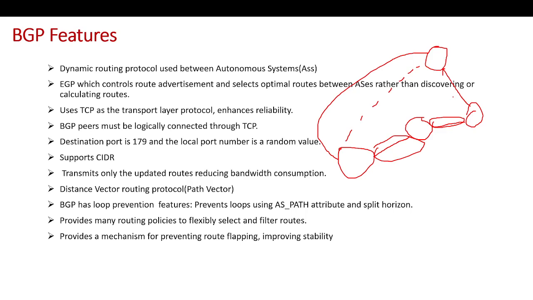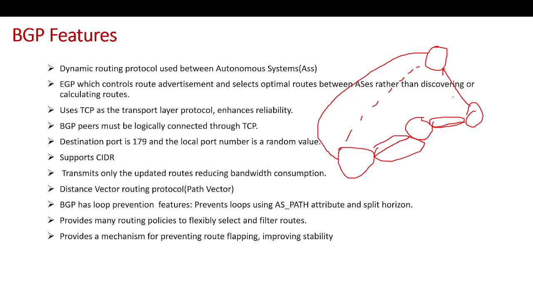So BGP as a protocol has loop prevention features. It prevents loops using AS path and split horizon. All protocols must have some mechanisms to control loops. So BGP has this feature that is used to prevent loops in the network.